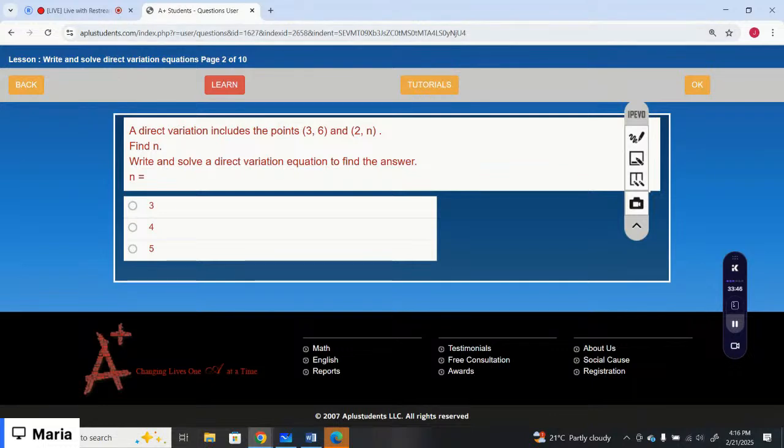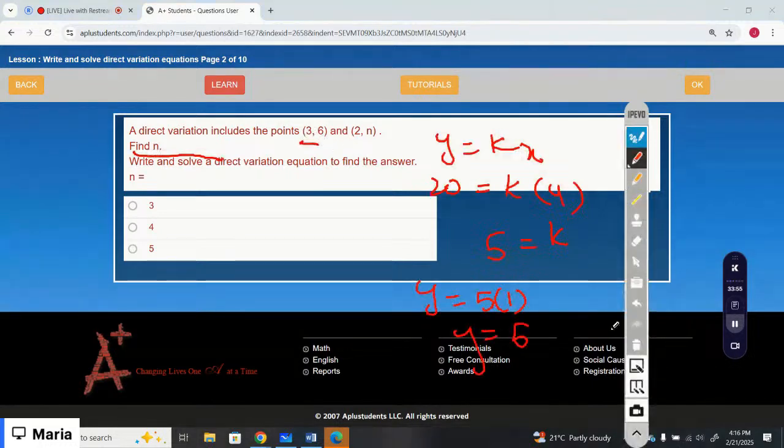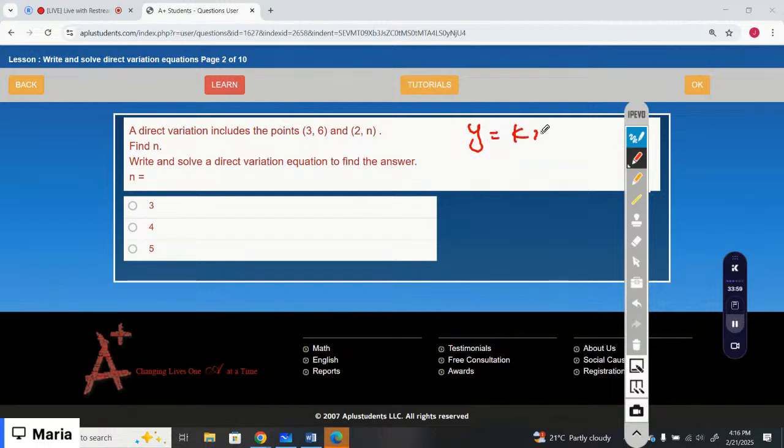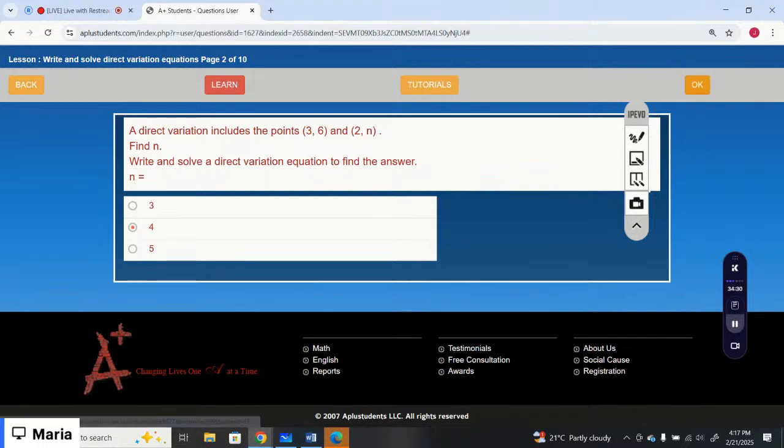A direct variation includes the points (3, 6) and (2, n). Find n. So use the first point and find k. Y equals kx. Divide both sides by 3. K equals 2. So when k equals 2, you are given x equals 2. Y equals 2 times 2. That is 4. Option number 2 is the correct option. The value is 4.